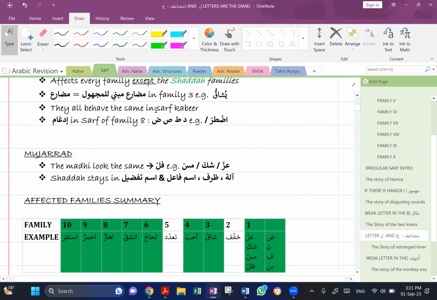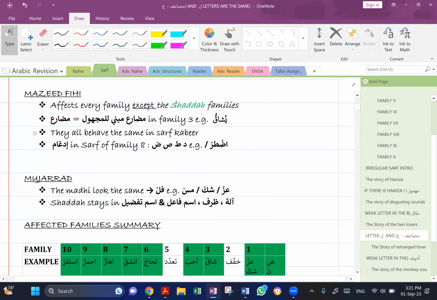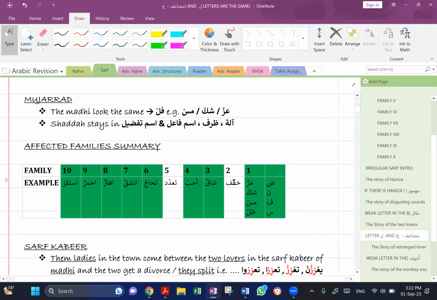And I mean all, except the Shadda families. Why not the Shadda families? Because already there's a Shadda. What do you want? Two Shaddas in the same family? Like it's already intense, okay? So like, for example, Allama family, already there's a Shadda. You can't put another Shadda there. Like, what are you trying to do here?